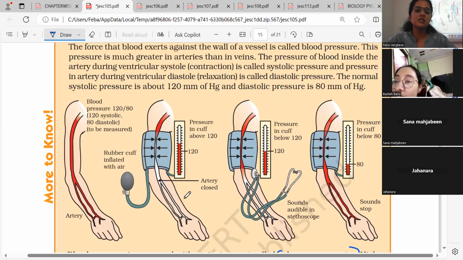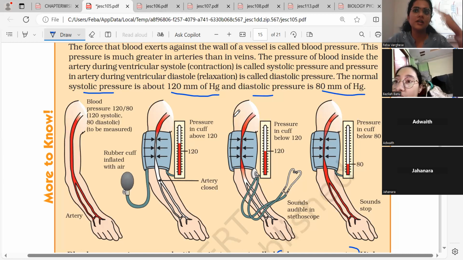Now, what are the systolic blood pressure and the diastolic blood pressure in human beings? What do you mean by systole? Systole is contraction and diastole is relaxation. Contraction is going to create more pressure. Remember it like that: when you are squeezing something, it's going to create more pressure than relaxing it. Systolic pressure is 120 millimeters of mercury and diastolic pressure is 80 millimeters of mercury.